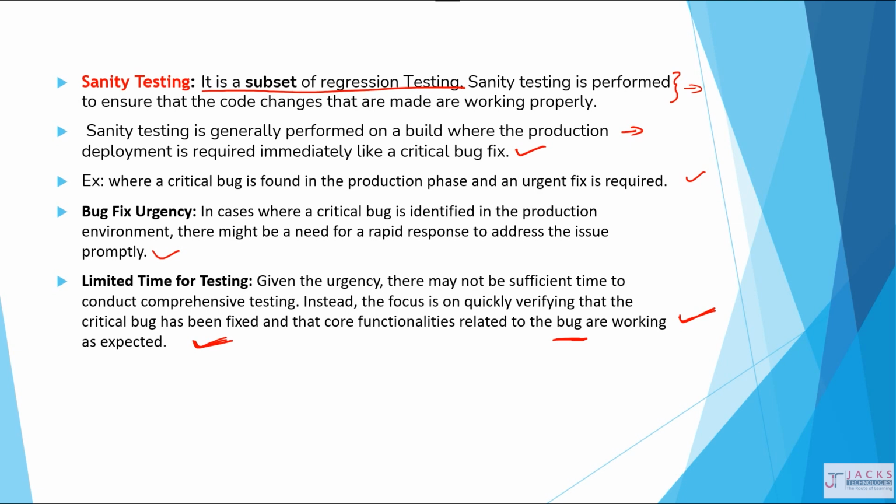Okay, so in sanity testing in the production department, if any issues are raised, if there is limited time for testing and there is a bug fix urgency, then immediately the bug has to be fixed. After fixing the bug, you won't have time to verify all the functionalities from the beginning, so as you have limited time, what you do, you just verify whether the core functionalities of that particular LKA system and the core functionalities related to that bug are working as expected or not. That is called sanity testing.